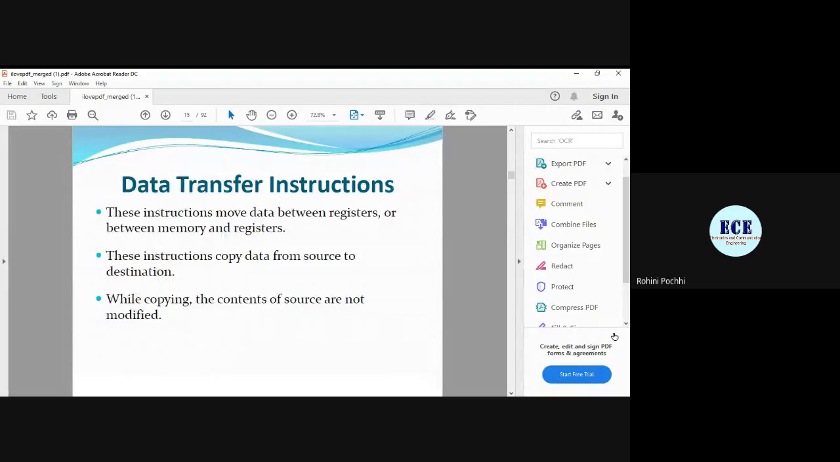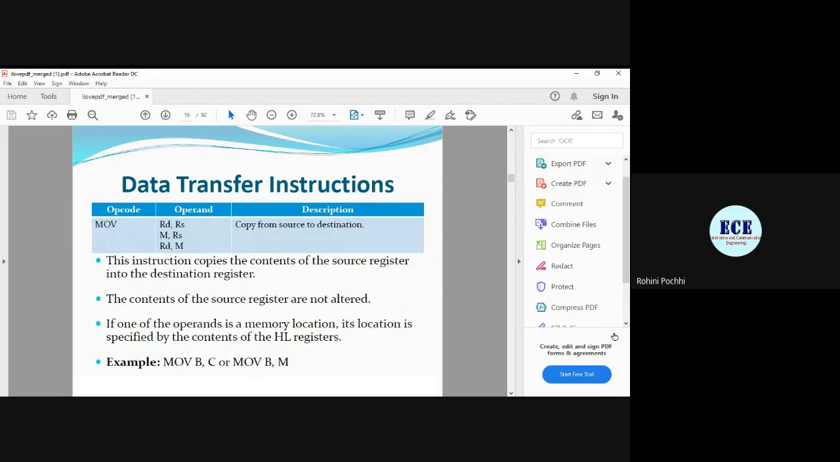Now, the first one: what do we mean by data transfer instruction? This instruction moves data between registers, or between memory and register. Means it can move the data between the register and the memory, or vice versa, that is memory and the register. This instruction copies data from source to destination, while copying the content of the source is not modified, means as it is it will be copied to the destination.